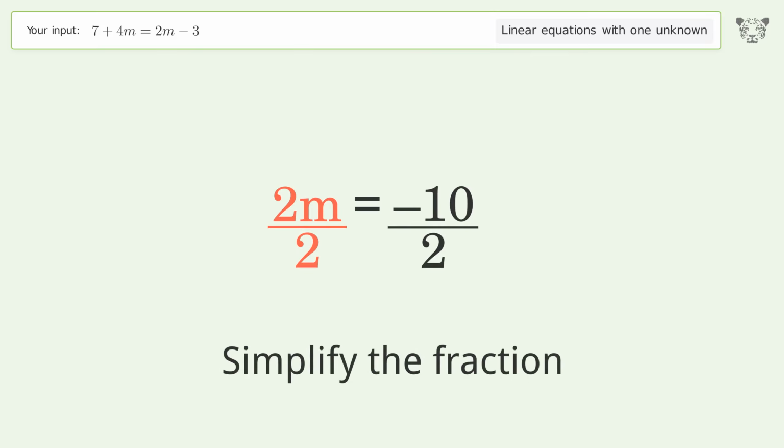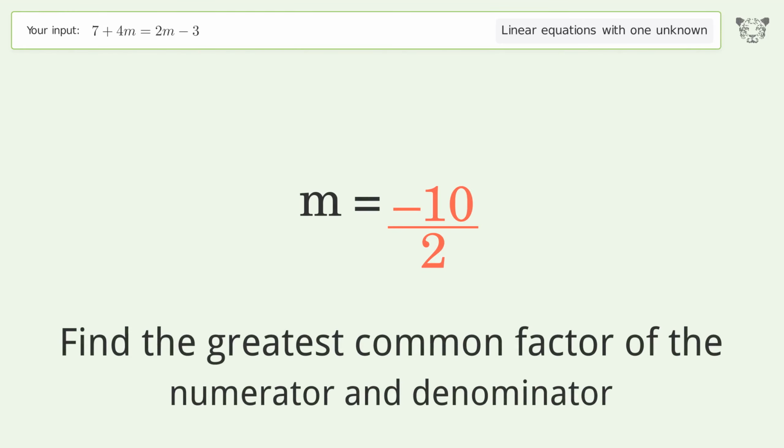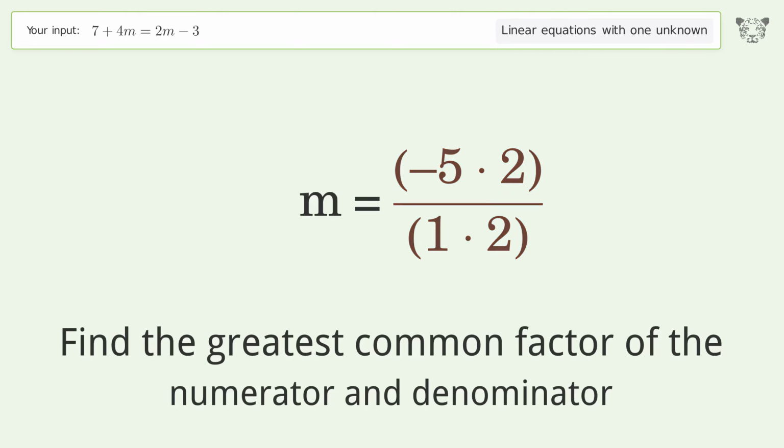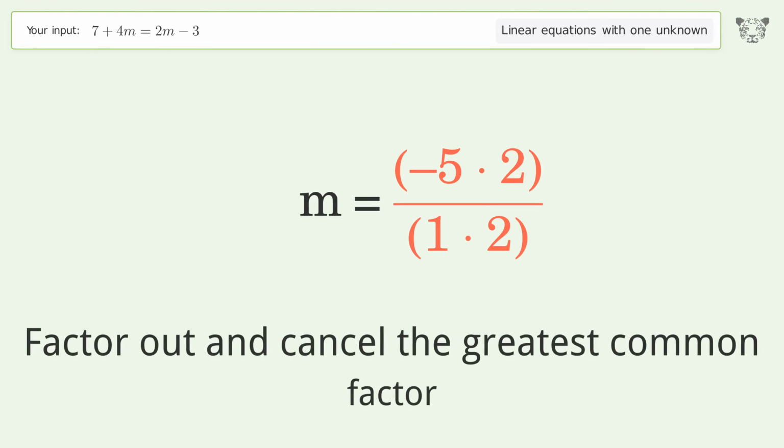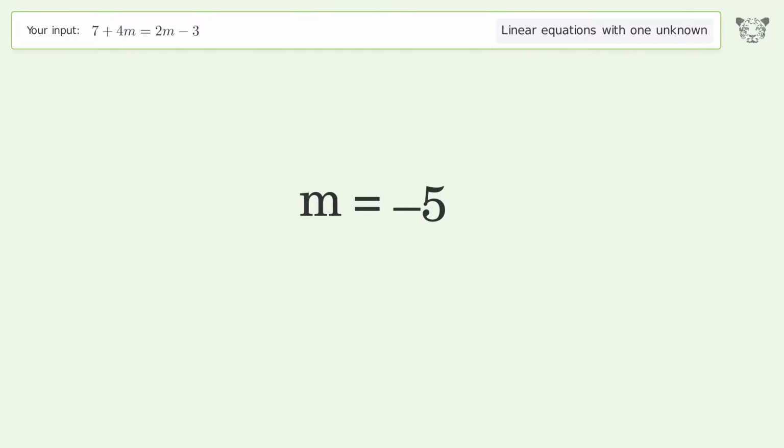Simplify the fraction. Find the greatest common factor of the numerator and denominator. Factor out and cancel the greatest common factor. And so the final result is m equals -5.